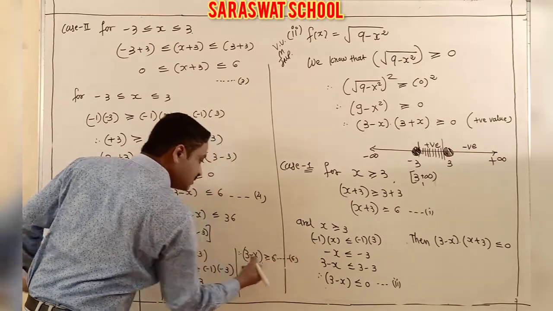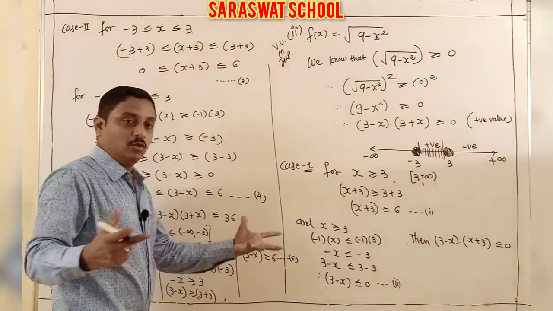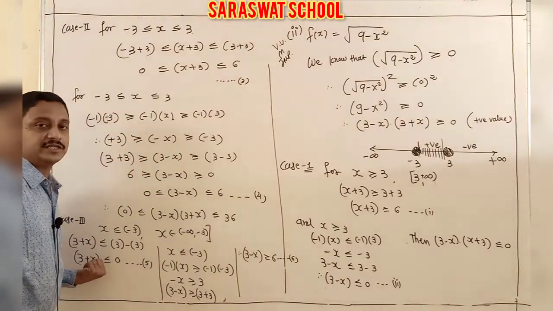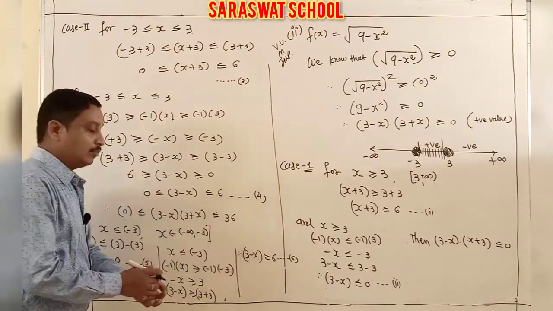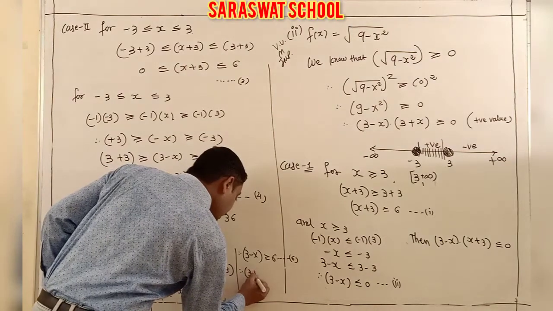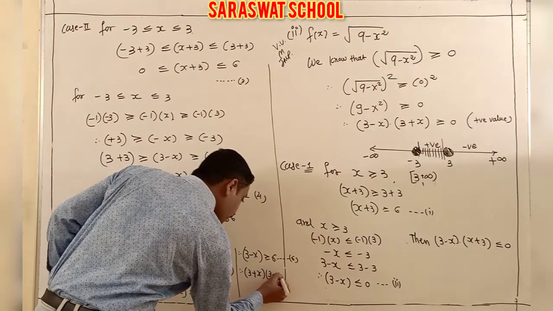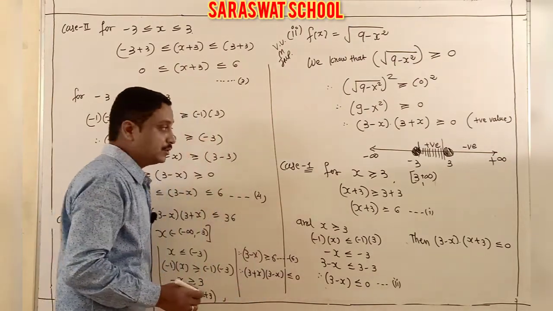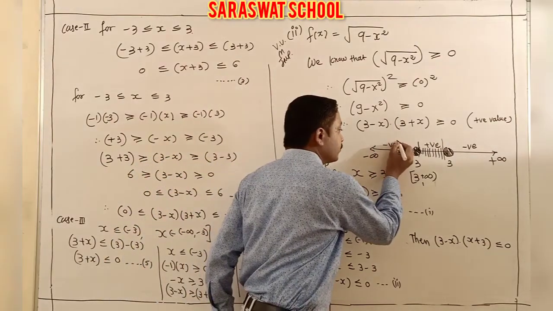Statement number 6. Now 5 and 6, both in product. It is negative. It is positive. Both multiply. Surely it is a negative value, less than or equal to 0. So this case is negative.